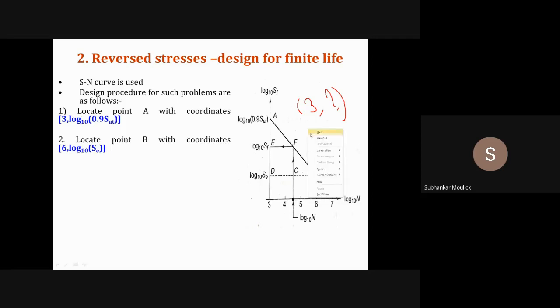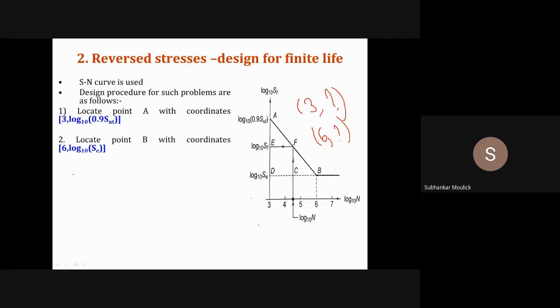I can see the coordinate point B will have x component as how much? 6. And y component is how much? Y component is nothing but this length, that is log base 10 SE. Again, SE might be given to you in the problem, it may not be given. So then by some means, firstly I have to calculate SE, then take log base 10 of SE, that will give us the y coordinate value of point B. So this is your step number 2, that is locate point B.